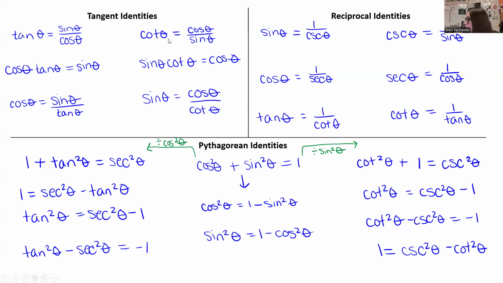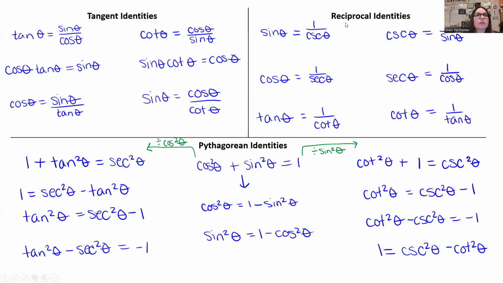Okay, so the goal is to try and rewrite in terms of sine and cosine. That's the easiest way to simplify. If I have cosecant, I'm going to rewrite it as 1 over sine. If I have secant, I'm going to rewrite it as 1 over cosine. I'm going to use this chart to help me rewrite so that it's in terms of sine and cosine.